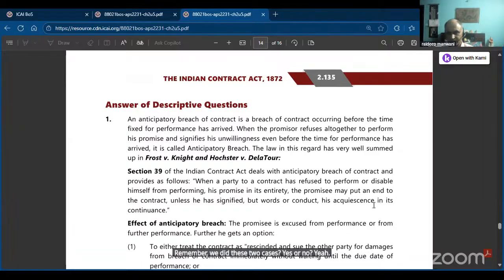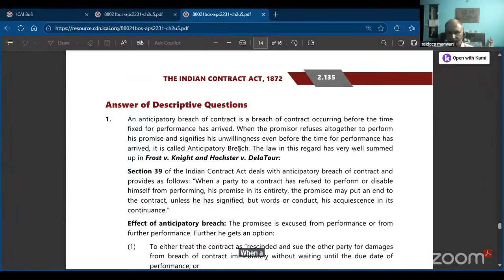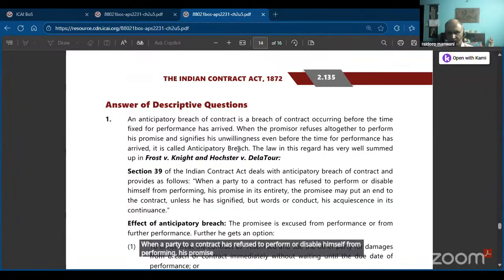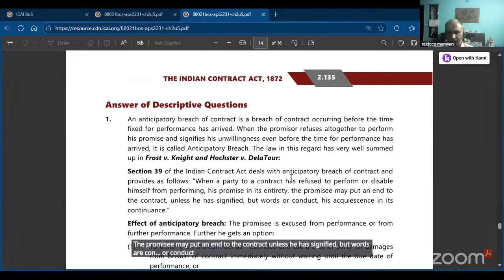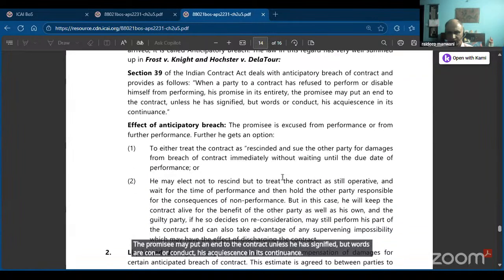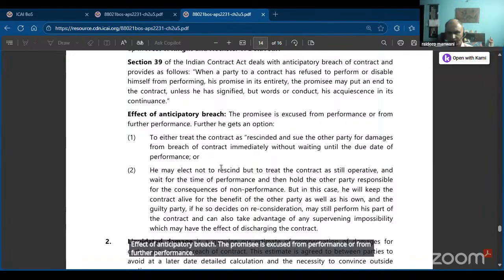Continue reading. Yes, sir. Section 39 of the Indian Contract Act deals with anticipatory breach of contract and provides as follows. When a party to a contract has refused to perform or disabled himself from performing his promise in its entirety, the promisee may put an end to the contract unless he has signified, by words or conduct, his acquiescence in its continuance. Effect of anticipatory breach: the promisee is excused from performance or from further performance. Further, he gets an option.